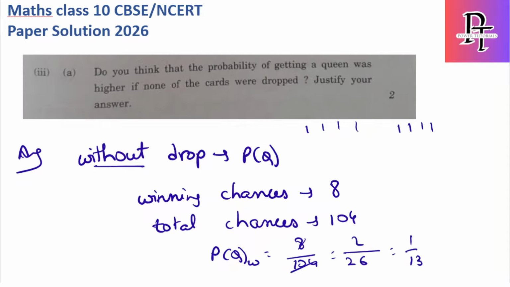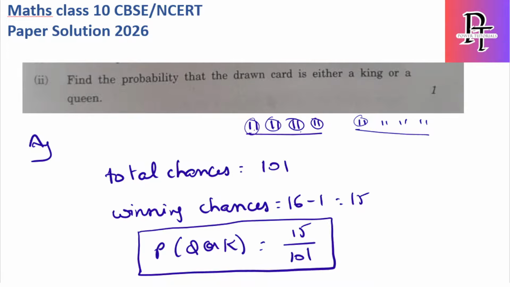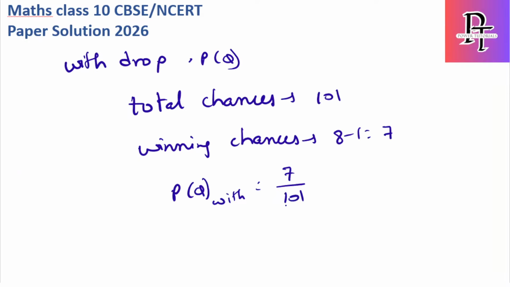Okay, so now we need to find out which of these two is greater. That's the question. Do you think the probability of getting a queen was higher if none of the cards were dropped? Without drop it is 1 by 13, and with drop it is 7 by 101. So we need to find which is the greater value.